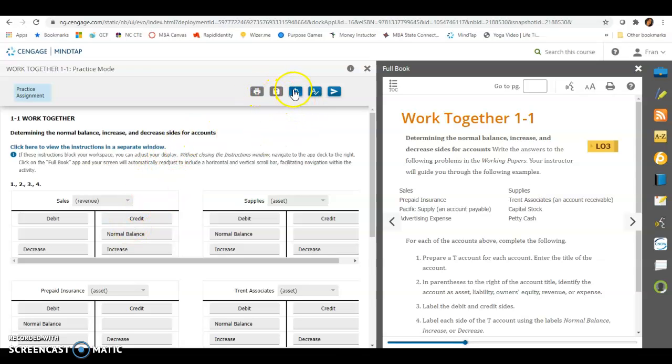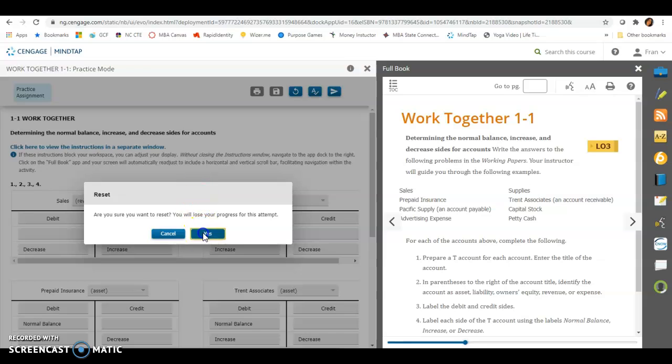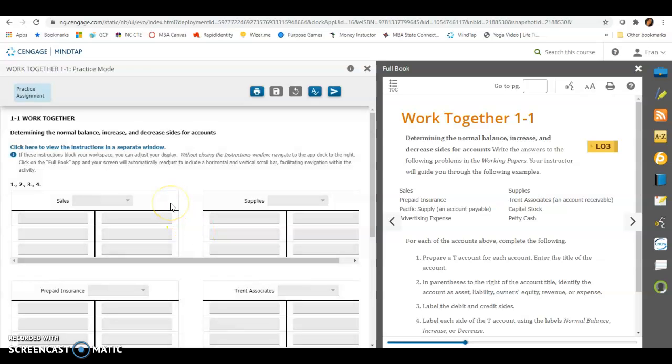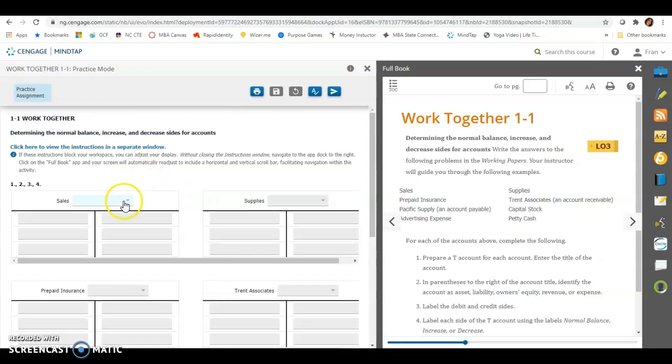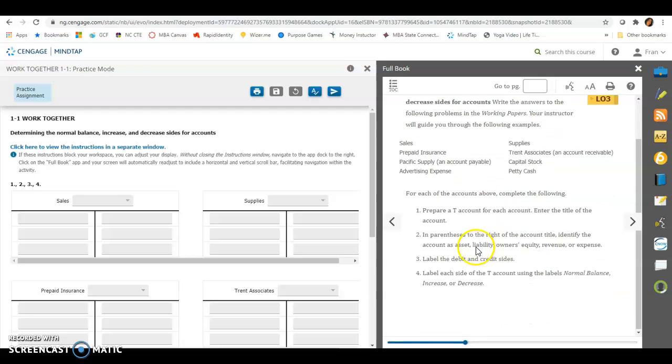Oops, I need to reset this so I can start over. Because remember, we started working on this last week, but we never really finished it. So the directions tell you over here that we're going to prepare T accounts for each. We're going to do the title of the account. In parentheses, we're going to say whether it's an asset, liability, owner's equity, revenue, or expense.